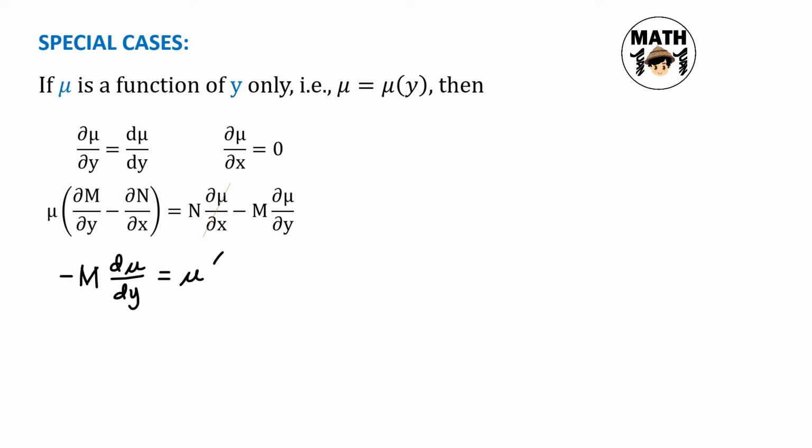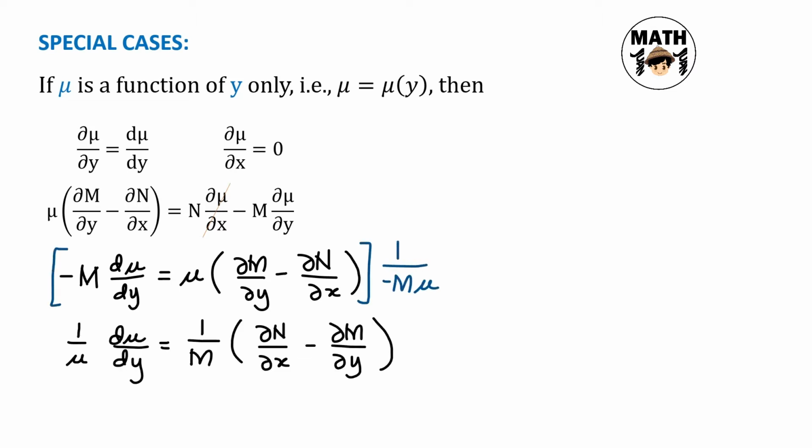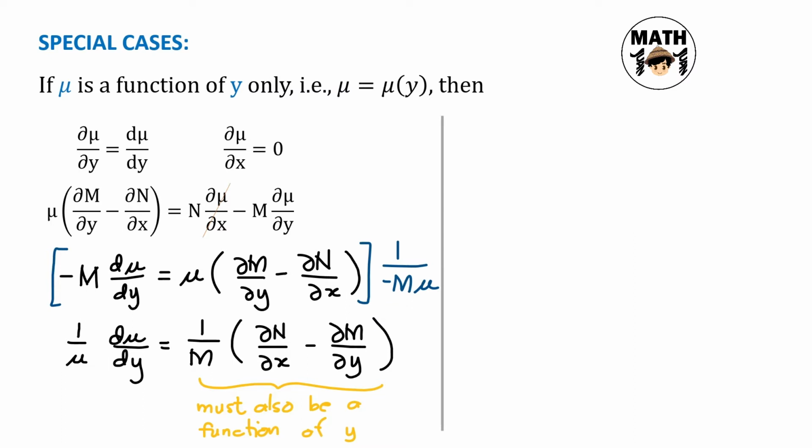Rearranging this, then dividing the whole equation by negative m times mu, we'll get... Again, because mu is a function of y only, therefore the right-hand side, 1 over m times the partial derivative of n with respect to x minus the partial derivative of m with respect to y, must also be a function of y only. And as we did earlier, to solve this differential equation, we'll just separate the variables.